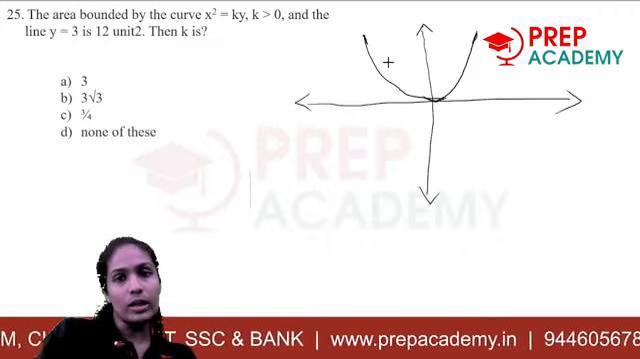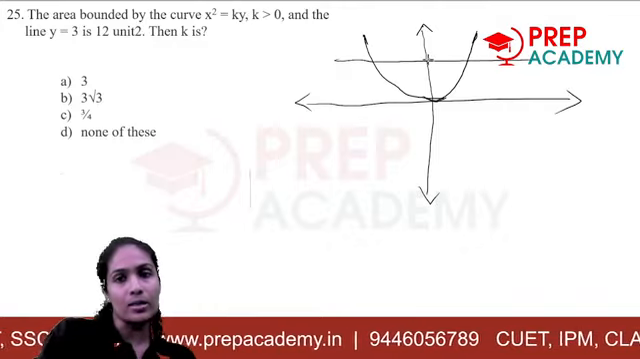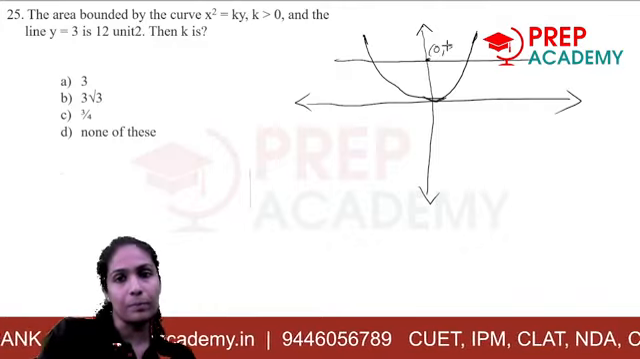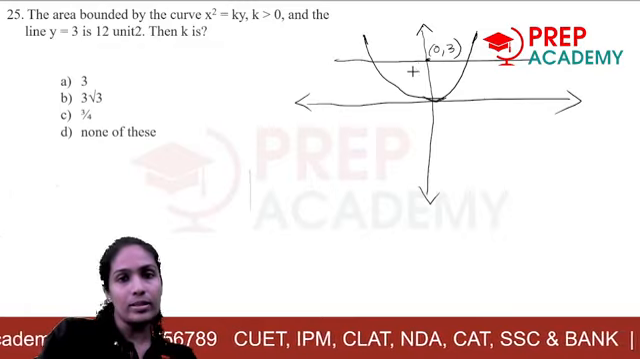And y equal to 3 is a line parallel to the x axis passing through 3. So this point is the origin. So you have to find this area.